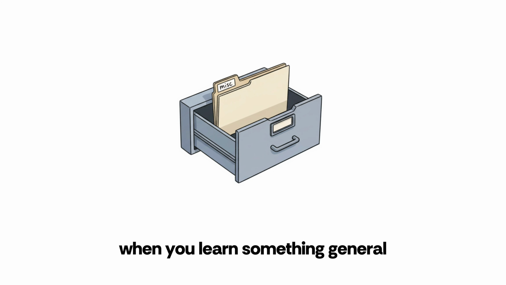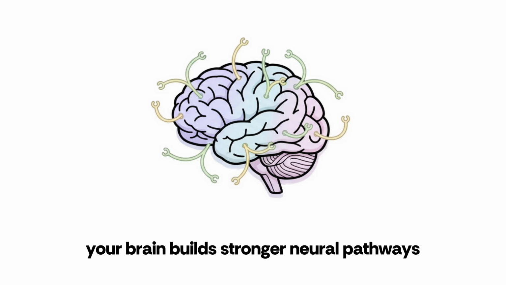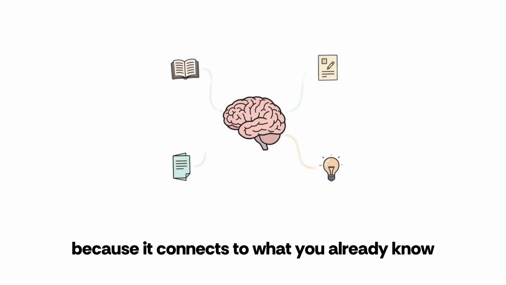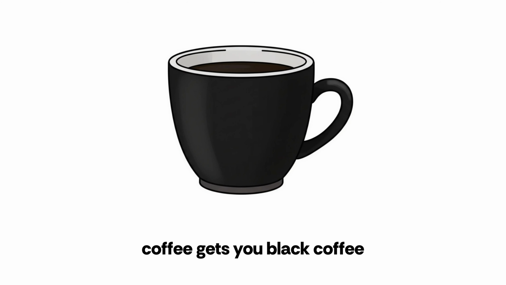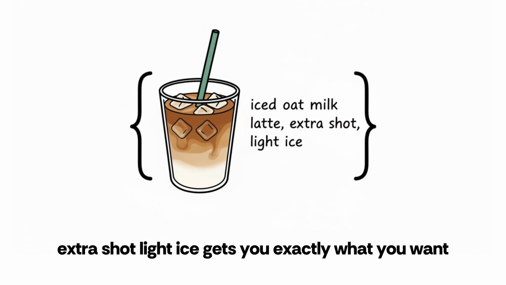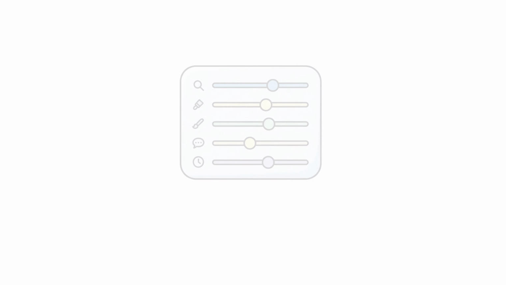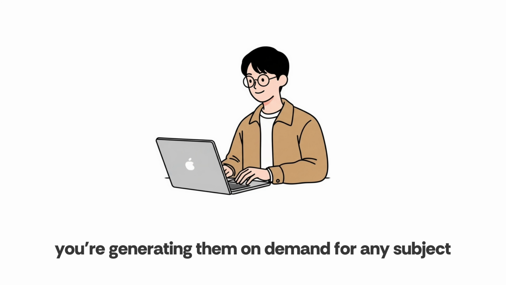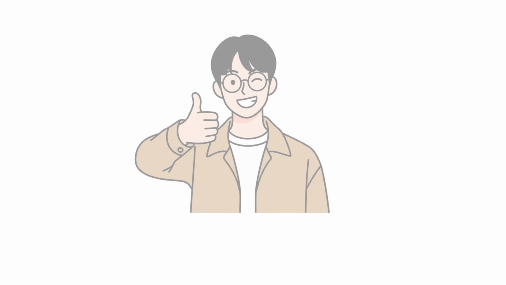When you learn something general, your brain files it under miscellaneous. But when you learn something tailored to your context, your brain builds stronger neural pathways because it connects to what you already know. Think of it like ordering coffee. Coffee gets you black coffee, but an iced oat milk latte extra shot light ice gets you exactly what you want. The 4-part formula is your custom order system. You're not memorizing prompts anymore, you're generating them on demand for any subject, any assignment, any time. One formula, infinite prompts. Let's get into it.